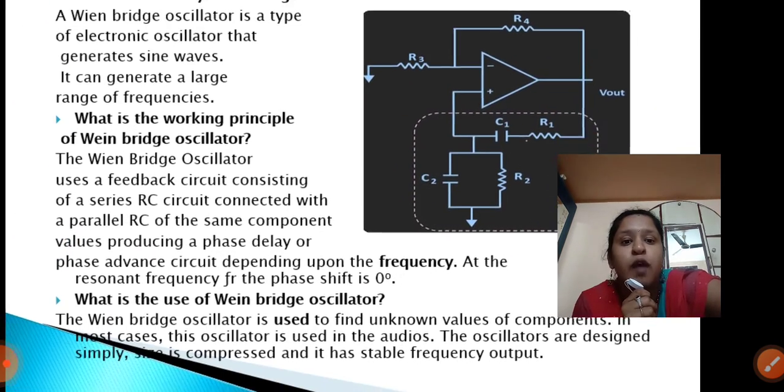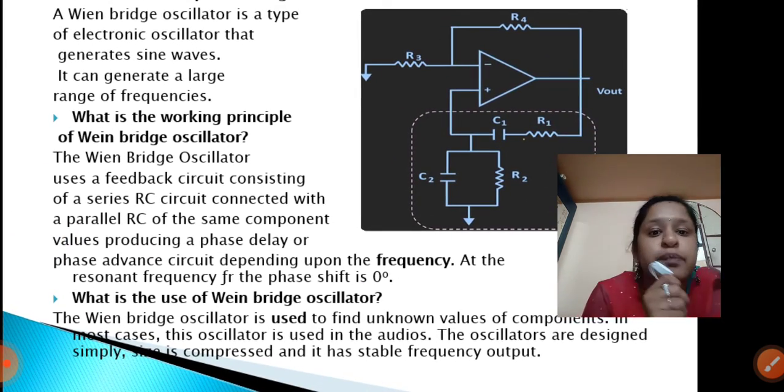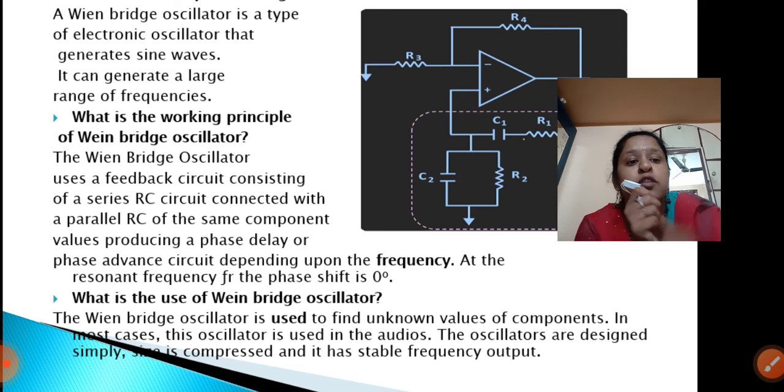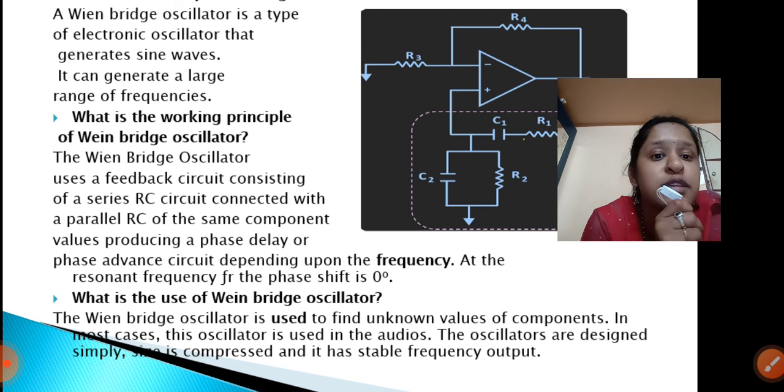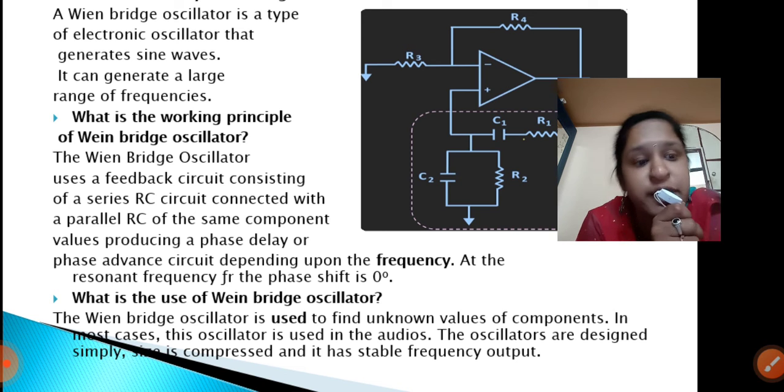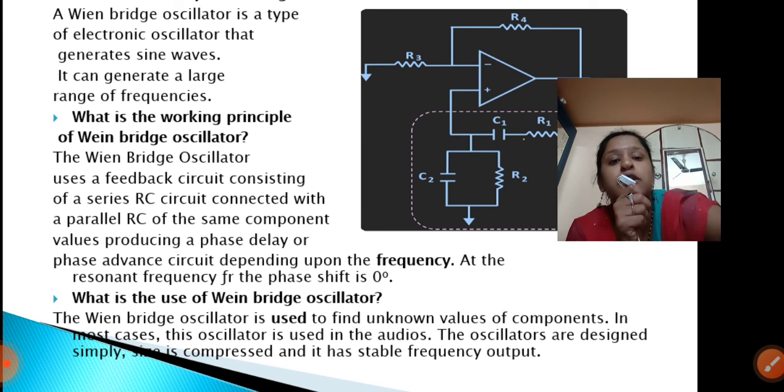What is the use of the Wien bridge oscillator? The Wien bridge oscillator is used to find the unknown values of the components. In most cases, the oscillator is used in audio. The oscillator is also designed simply, it produces a sine wave, and it has a stable frequency output. I have already told that stability is one of the most important requirements in audio frequency. This is the usage of that one.